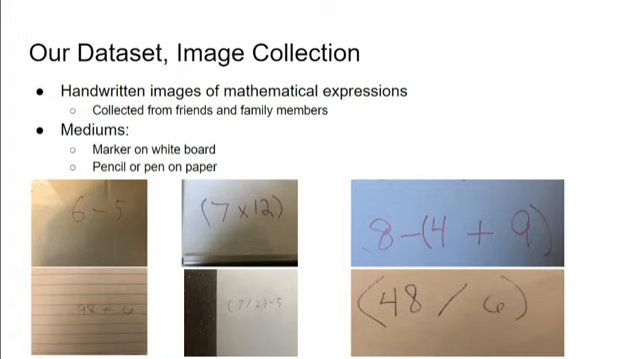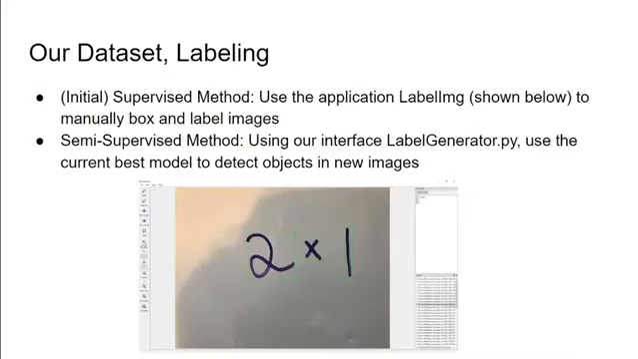So, our dataset. These are handwritten images of mathematical expressions that we collected from friends and family, and we put these on the mediums of marker on whiteboard and pencil or pen on paper. To label our dataset, we use the application labelImg, where you can load a directory of images and then draw bounding boxes around each symbol within an image, and then label each bounding box as to what symbol it contains, as shown below.